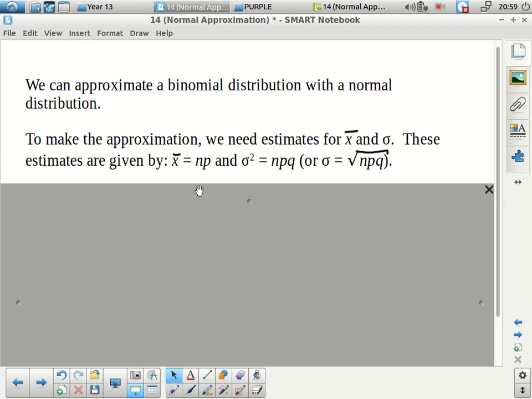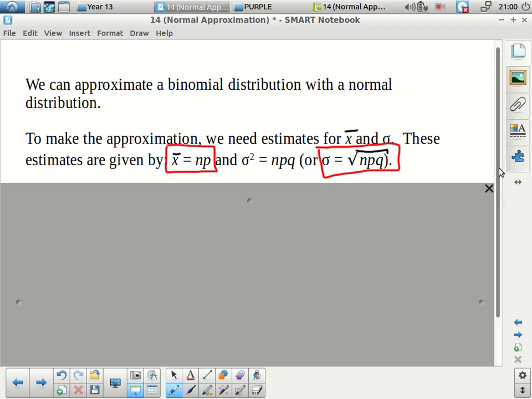These estimates are given by my mean, which is just n times p, which you might recall is the expected value of the binomial distribution. So not surprisingly, my average is just my expected value. And our variance is npq, which means our standard deviation, and this is the important part right here, is the square root of n times p times q. So that will give us our mean and standard deviation, so we can use the normal distribution.